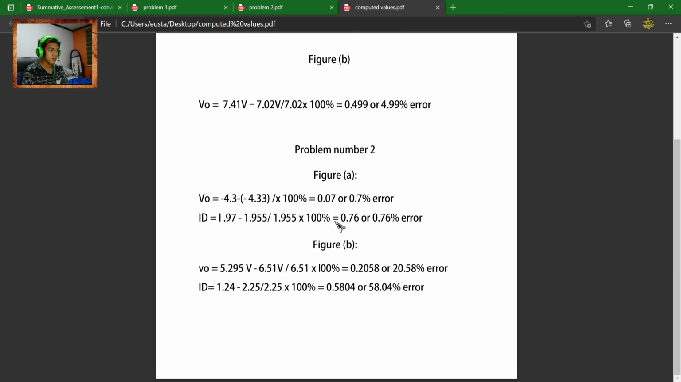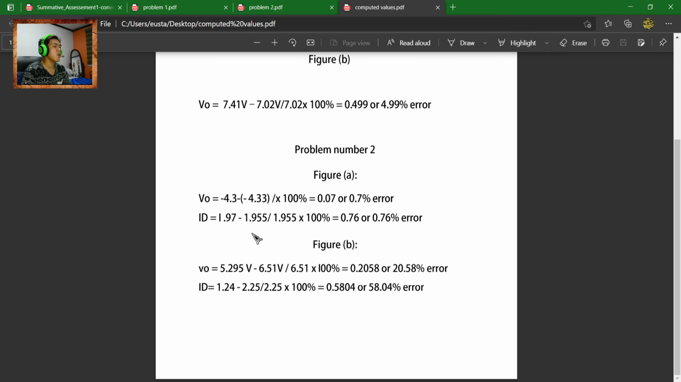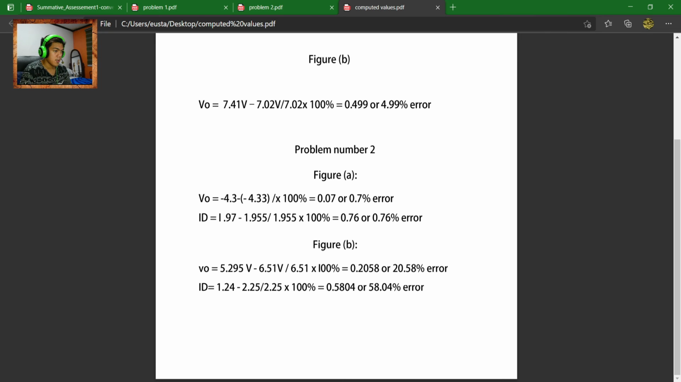In problem number 2, figure A, VO is equals to negative 4.3 minus negative 4.33 over 4.33 times 100%, which is equals to 0.07, or 0.7% error. The ID percent error is equals to 1.97 minus 1.955 over 1.955 times 100%, which is 0.0076, not 0.76, or 0.76% error.